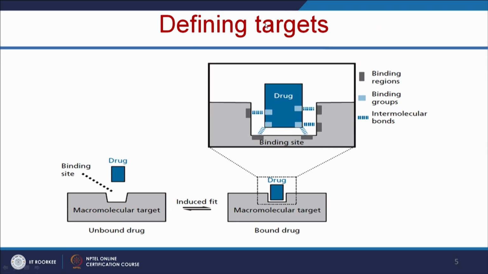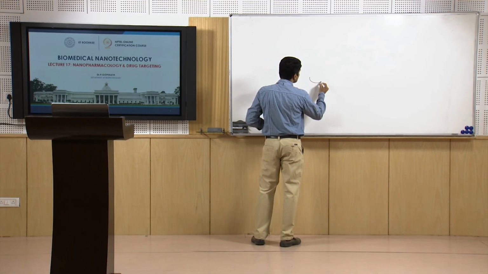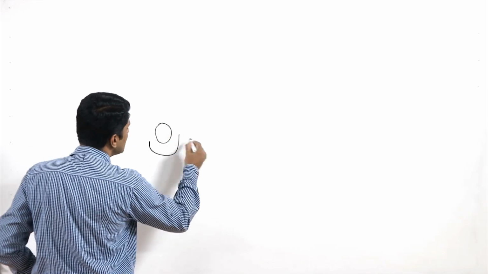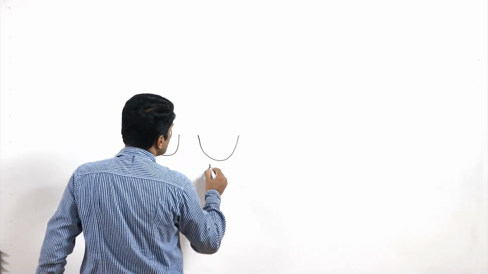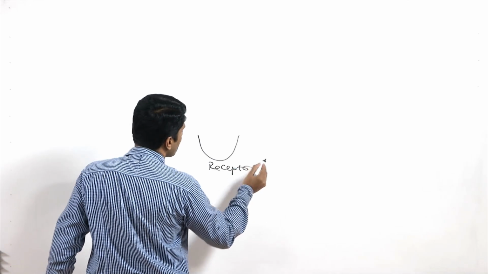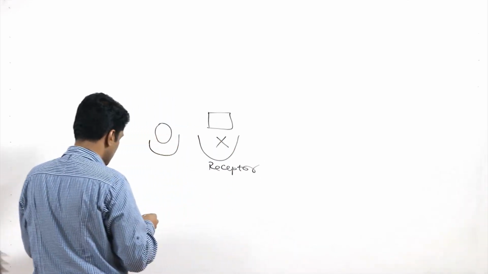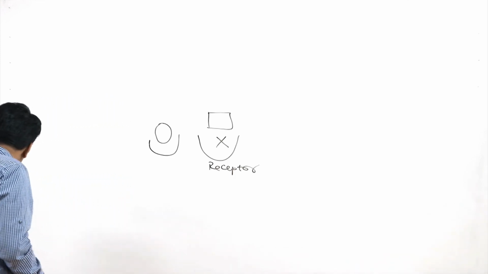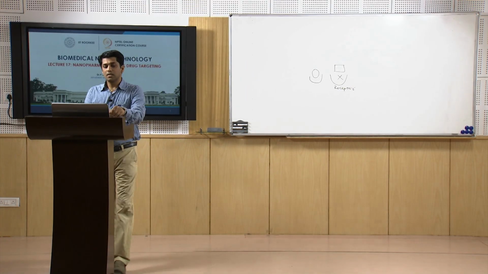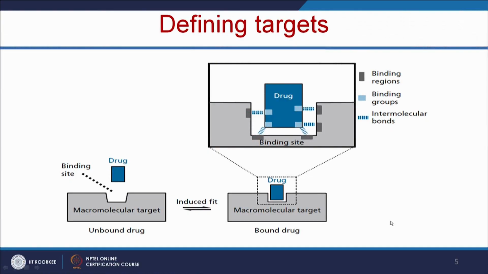The first one is defining the targets. When you make a drug, it should exactly match your binding site, that is, your receptor site. If it is not binding effectively, then the therapeutic efficiency will be less. For example, if your receptor is like this, the drug should go and exactly match with it, okay, and this is your receptor or binding site. If your drug is like this, it cannot bind with the binding site. So, the efficiency will be less if the target is not matching with the drug.